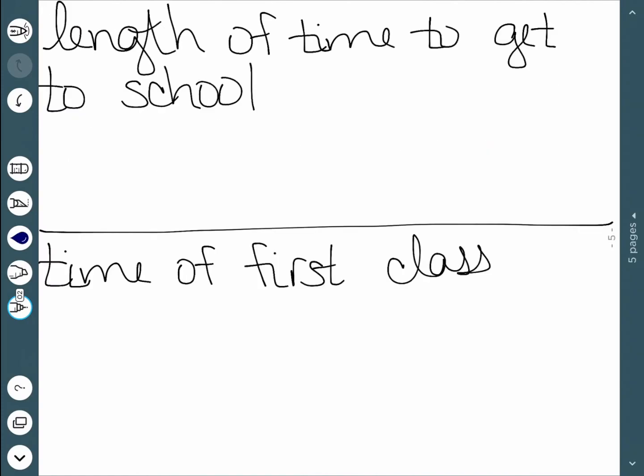Here we have 2 examples. The first, the length of time it takes to get to school. Well, 0 would mean it didn't take us any time at all. We were just there. So 0 does have a meaning. In addition, a ratio would make sense here because I could say that it takes twice as long for me to get to school than you. So this would be a ratio.